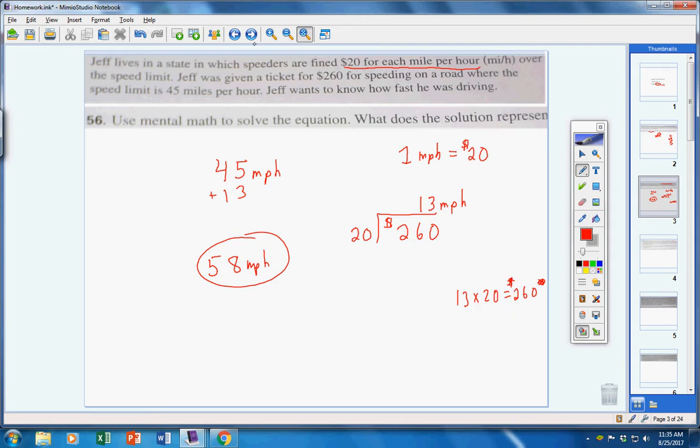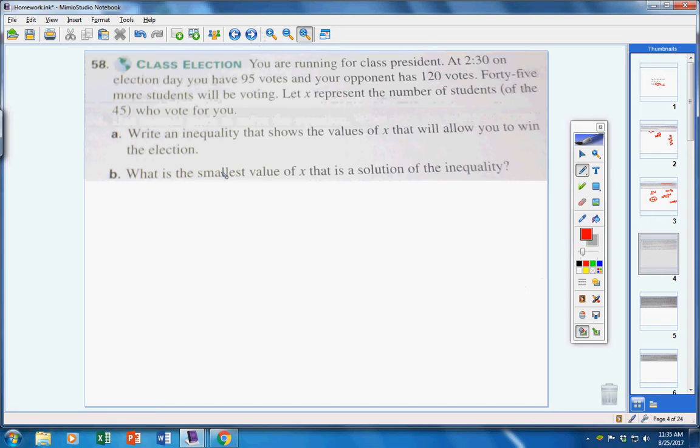Okay? Alright, moving on to number 58. You're running for class president, okay, and at 2:30 on election day you have 95 votes and your opponent has 120 votes. 45 students still have to vote. They want you to write an inequality that shows the values of x that will allow you to win the election. Okay, so here we go. So far, you have 95 votes. The other person has 120. There's 45 votes left. Now, I'm just going to quickly do this using trial and error.